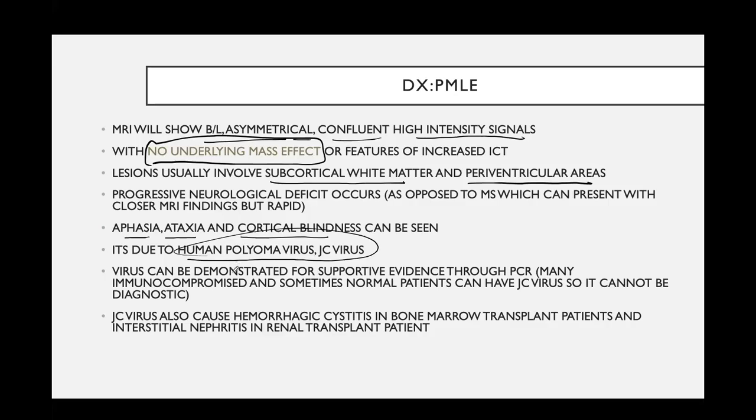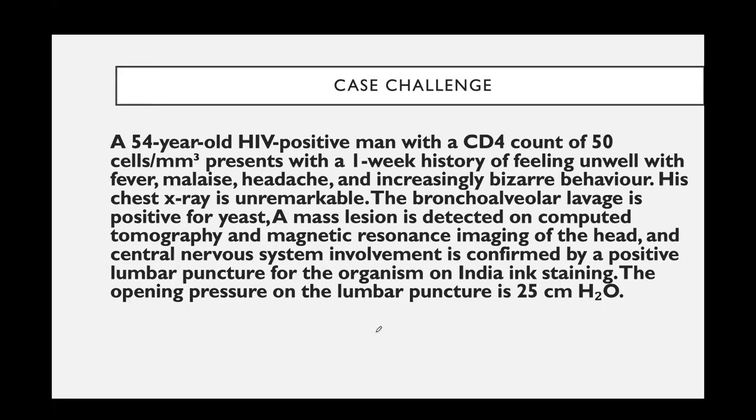Virus can be demonstrated through PCR, but remember, many normal individuals can also harbor human polyomavirus. That's JC virus, John Cunningham virus. This John Cunningham virus is the other virus. It also can cause hemorrhagic cystitis in bone marrow transplant patients and interstitial nephritis in renal transplant patients. We'll go to the next case.